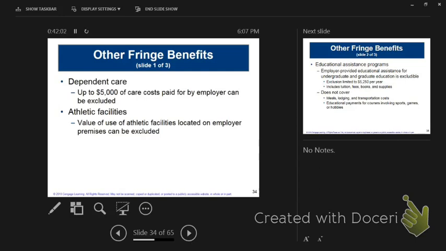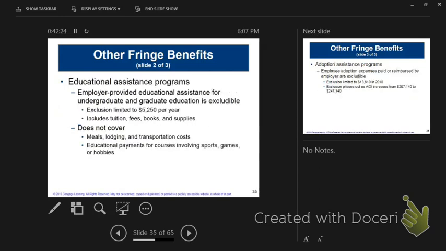Athletic facilities located on the employer's premises can be excluded. There's no cap on that one. Depends on how nice your facilities are. Reuben Brown had some in their building. It was a nice perk, but it was not a gym. If everybody in the building used it, we would have had a problem, because like 4 people couldn't fit in there at the same time.